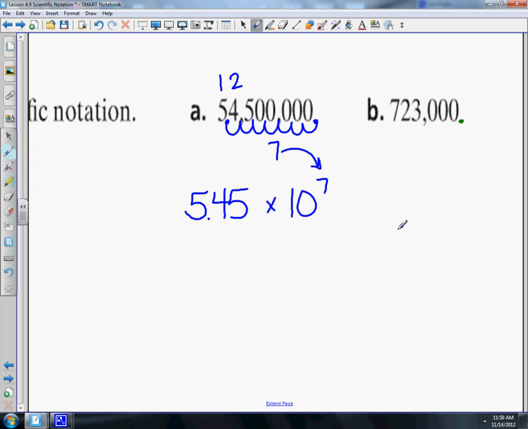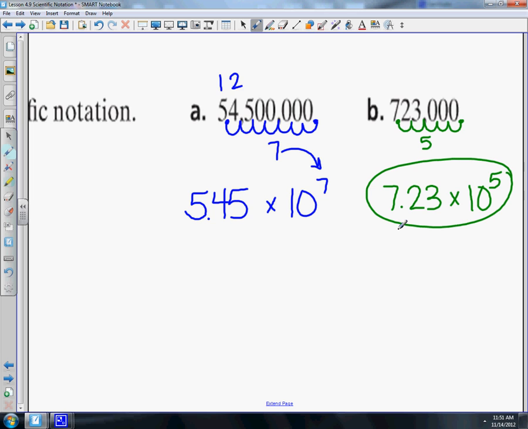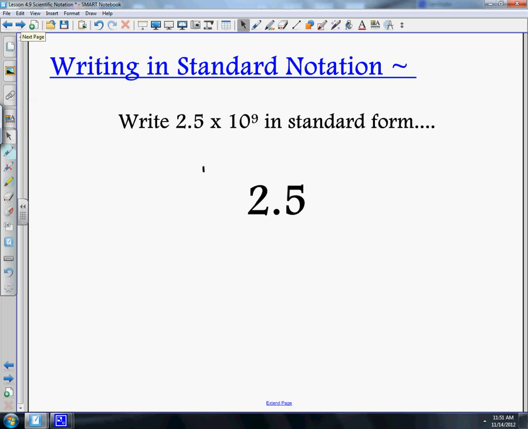So this one, I'm going to start here. I'm going to jump 1, 2, 3, 4, 5 times. And I get 7.23. That is a number between 1 and 10 times 10 to the 5th power. So you're always trying to get a number between 1 and 10 as you're beginning. If they want it to make it sound a little bit smaller, 7.23. When you hear the word 7, it's a lot smaller than 723,000.